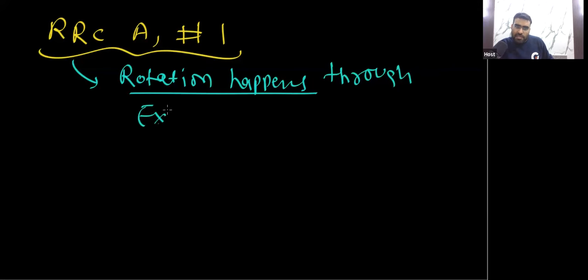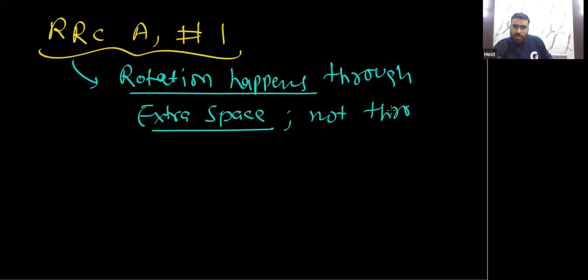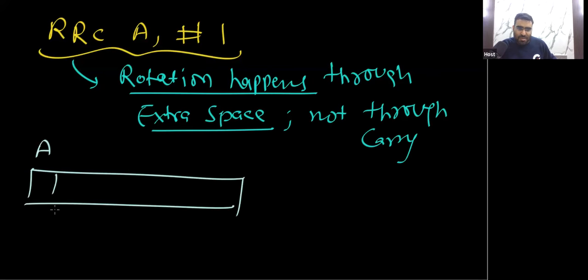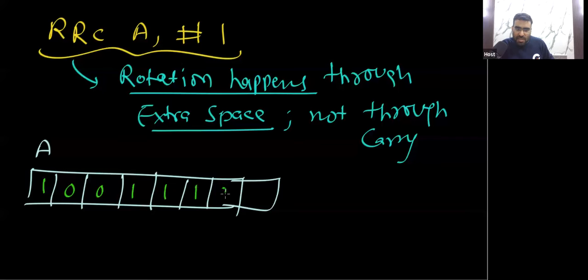Through extra space, means there is some extra space, not through carry. So basically, this is the type of thing they will teach you. Actually, you can find this in the notes of thousands of students. You know, this is true. They will change the concept just to get the answer.